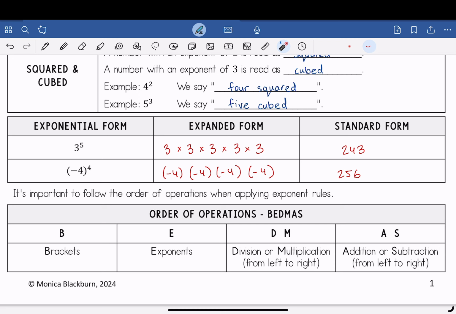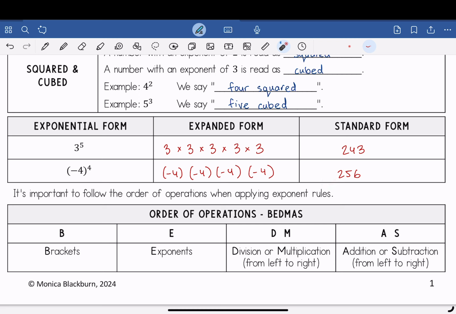And here we have a base of negative 4. So you have to make sure when you expand it that it remains in brackets. So negative 4 times itself 4 times. So 1, 2, 3, 4, which is equal to 256. Notice here this is an even exponent, hence the answer is positive as well.